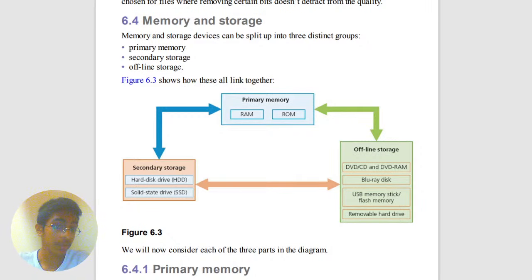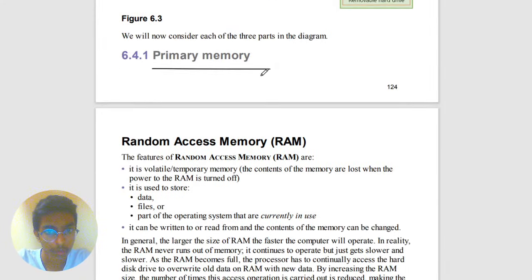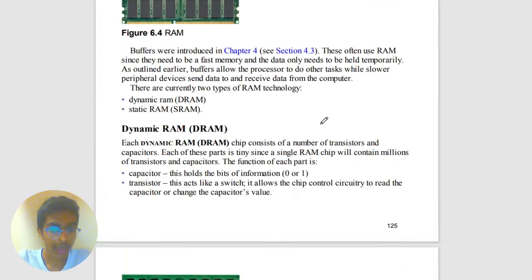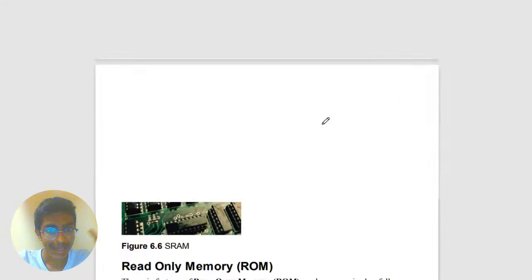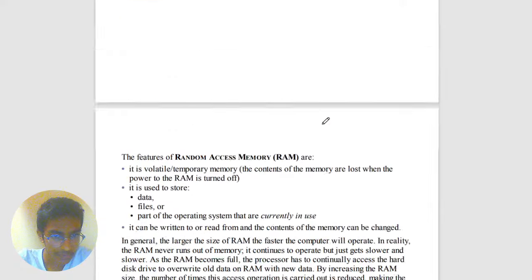It's actually quite a big topic where we cover primary, secondary, and offline storage. Let's start with primary memory, then move on to secondary memory, and then finally end with offline. So when having a look at primary memory, we're looking at RAM and ROM. RAM and ROM are mainly the primary memories.